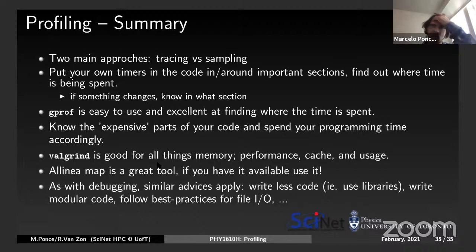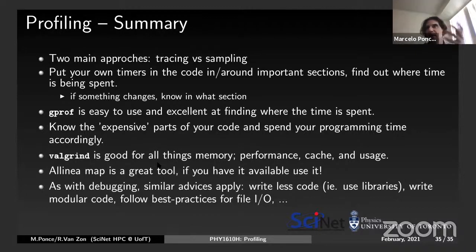So, one more summary for today, just a wrap up of everything that we have talked about today. Two main approaches to profiling: traces versus sampling. You can put your own timers in the code in and around important sections, find where the time is being spent, and if something changes, you really quickly know what changed and where. gprof is super easy to use. It's an excellent tool to find where the time is being spent as well, and there is no instrumentation required.